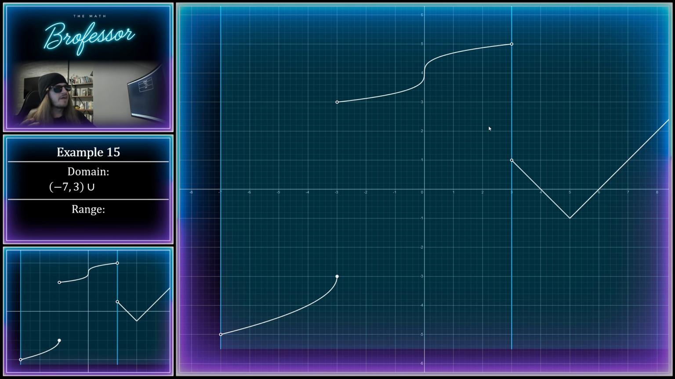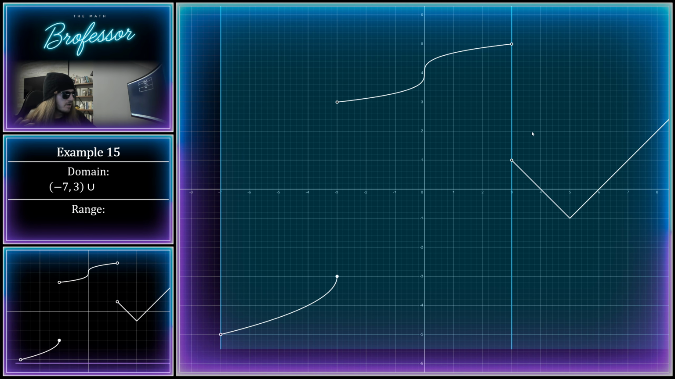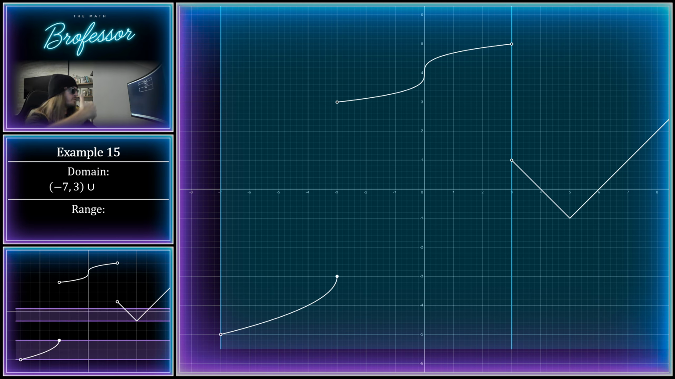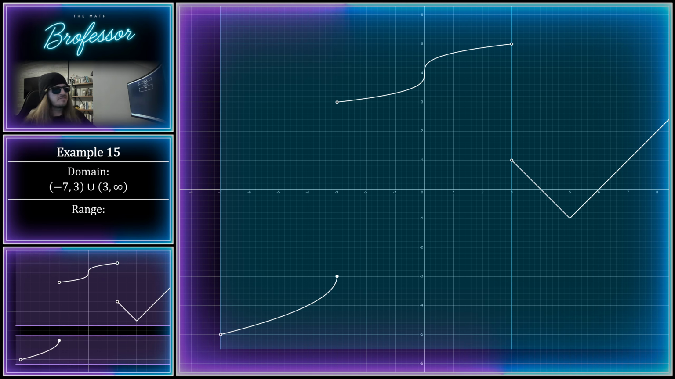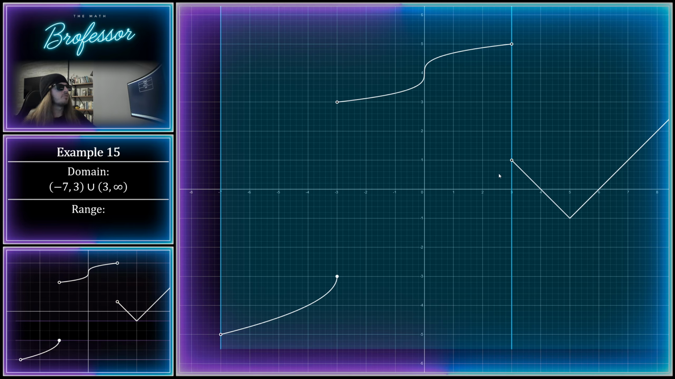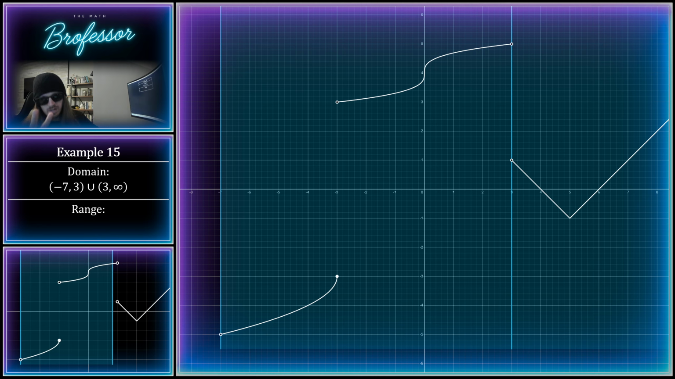So we just have to pick it up right here, which was at 3, parenthesis 3 to infinity. That completes our domain. So we have it bounded on the left at -7. We have a gap at 3, but then we have no right boundary. It goes to infinity. So just 2 intervals there. Even though we can see 3 distinct parts of this graph, the domain can be expressed with just 2 intervals.